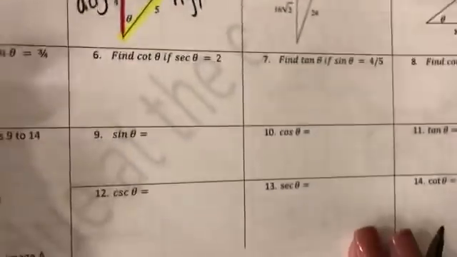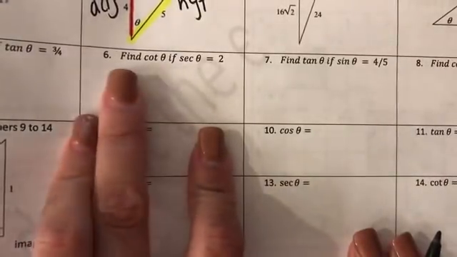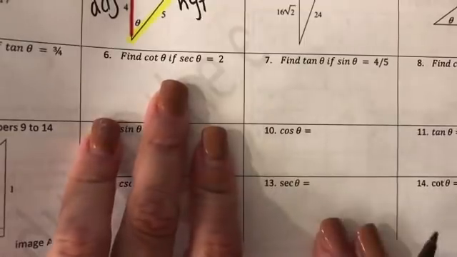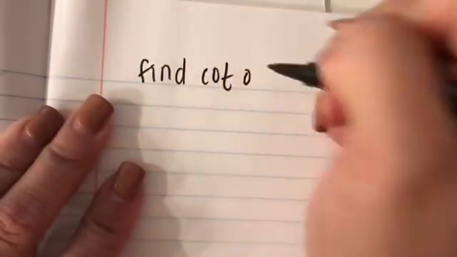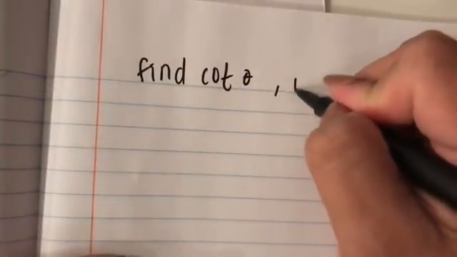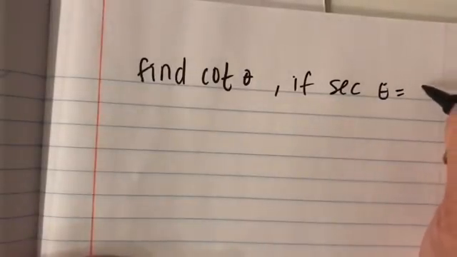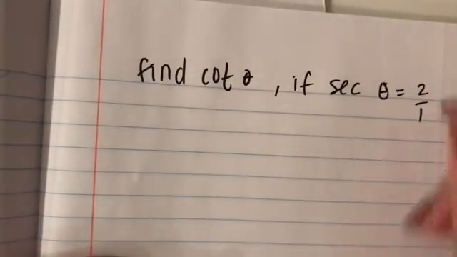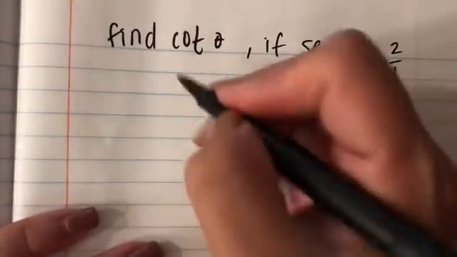Okay, so let's look at number 6. It says find cotangent of theta if secant of theta equals 2. So let's just write this down. I'm finding cotangent of theta, and I know that secant theta equals 2 over 1, because it's a whole number. So now I'm just going to build my triangle.